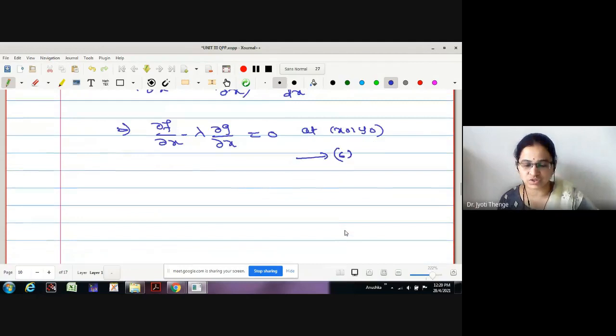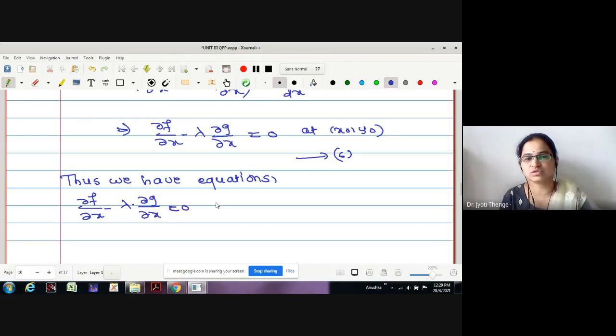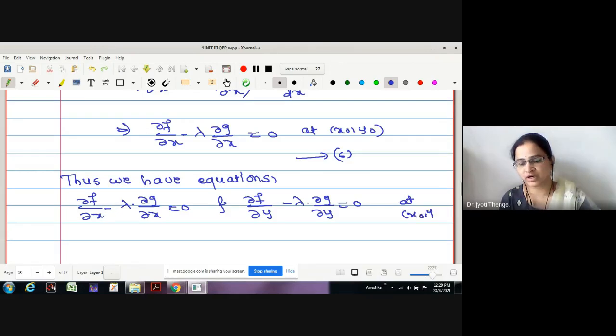Now look at the equations very carefully. Thus, we have equations. First equation we have is ∂f/∂x minus lambda times ∂g/∂x is equal to 0. Second equation is ∂f/∂y minus lambda times ∂g/∂y equal to 0, and this is no doubt at a point, it's not random.